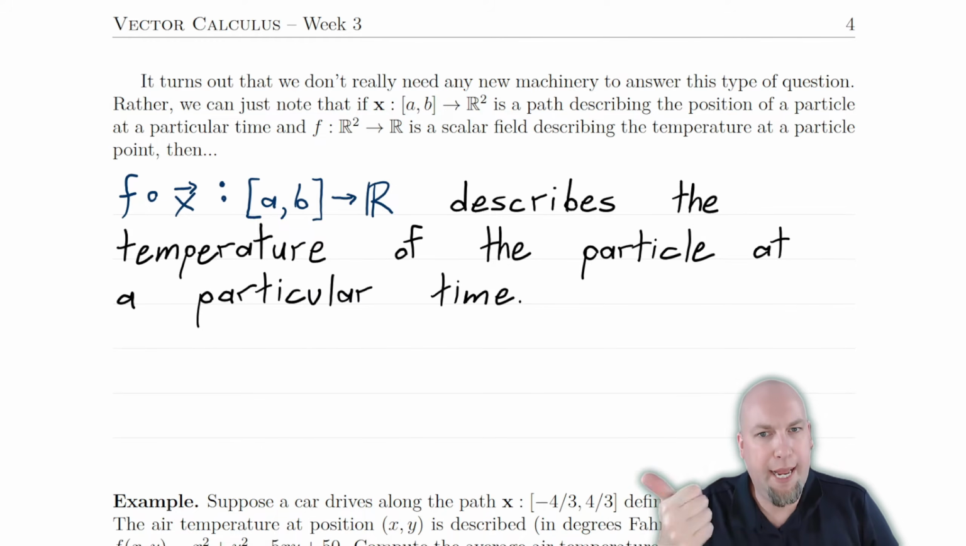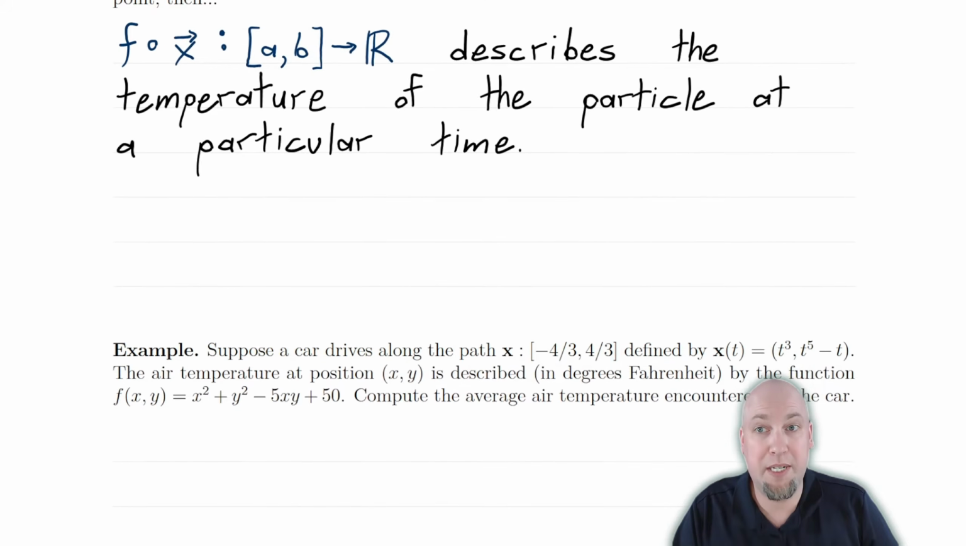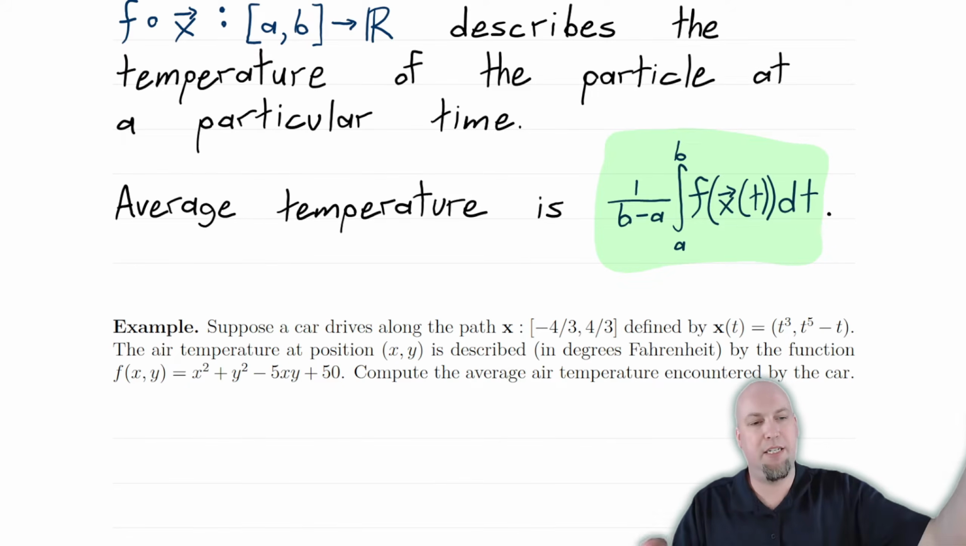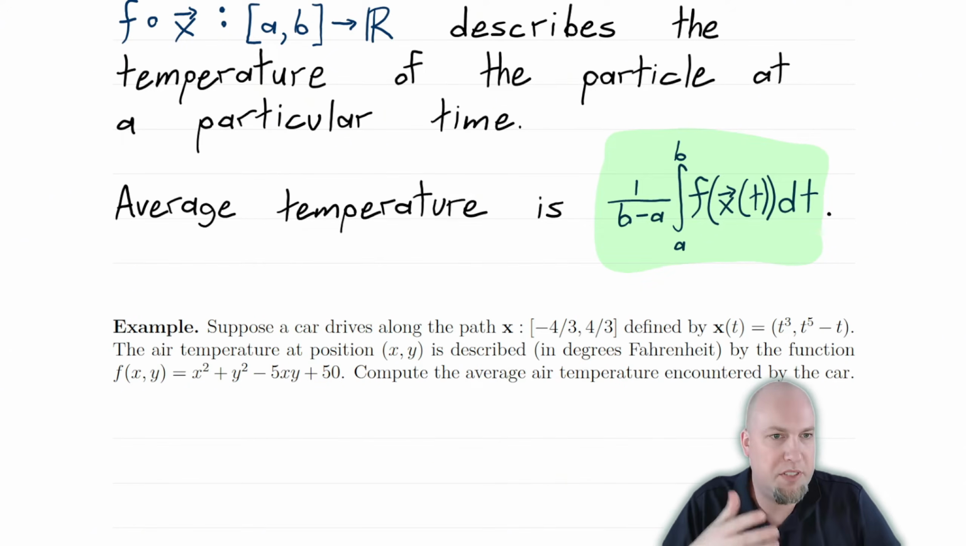And to compute the average temperature, average with respect to time, you would just integrate that function and divide by the width of the time interval. You would take the difference of the last time minus the first time and scale the integral appropriately by that amount. And that would give you the average temperature that the car sees on its trip.